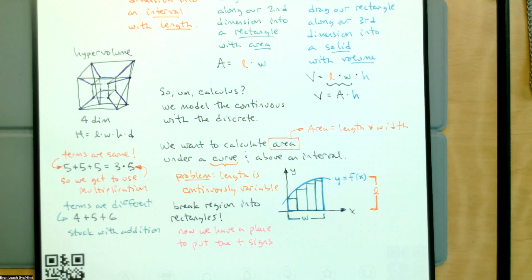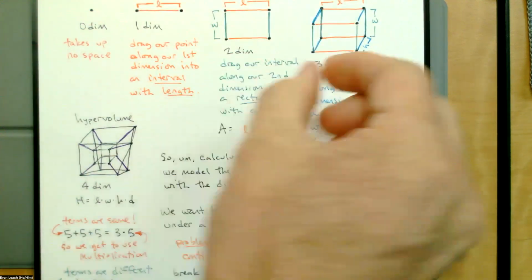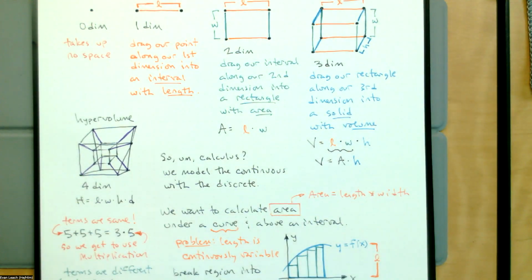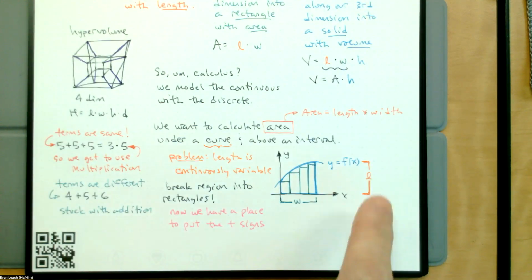Any questions? Think about 0, drag to length, drag into an area, drag it into a volume. Multiplication is how we do that. Multiplication is addition when everything is constant. So what happens when we want to multiply, but one of our factors is continuously variable? Don't think about that over the weekend. I want it sitting in your subconscious.